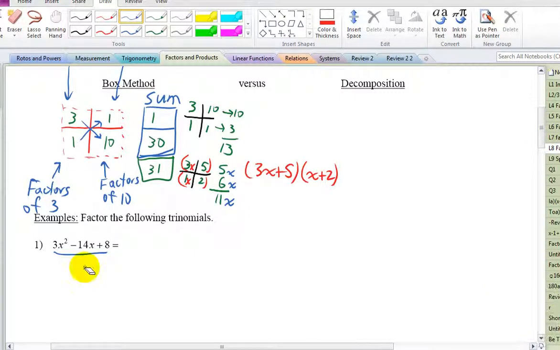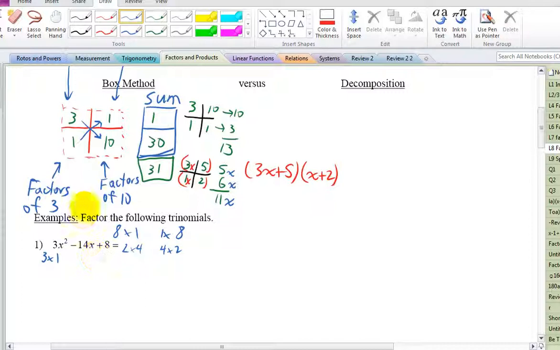Okay, so let's talk about the factors of 3. What are the factors of 3? 3 and 1, right? That's simple. What about 8? A little bit harder. 1 and 8. Yeah, 8 times 1, 1 times 8, 2 times 4, or 4 times 2.